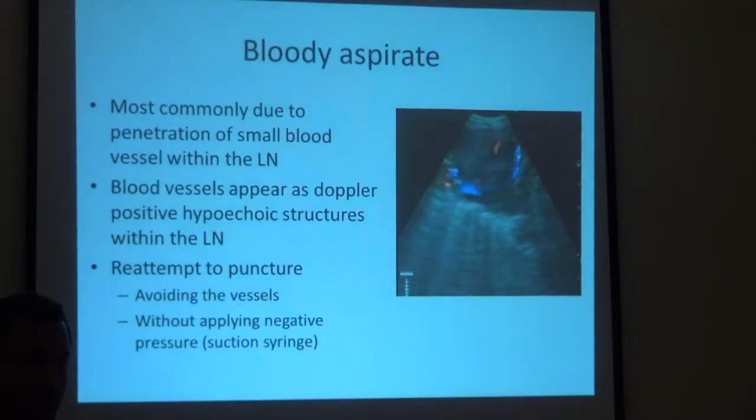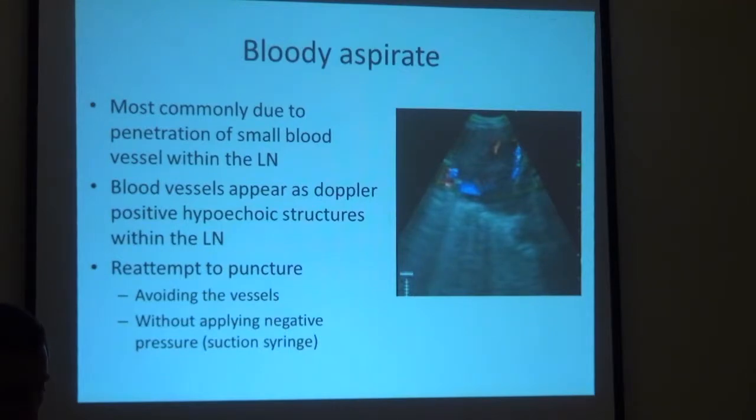Like I said, if you're getting bloody aspirates, it may be that the lymph node is too vascularized. This tends to occur more commonly in the subcarinal. The subcarinal lymph node tends to be more vascularized than the other lymph nodes. Or if you have metastatic renal cell CA, these tumors tend to be especially vascular. So with this situation, the Doppler would be helpful in trying to guide your needle.